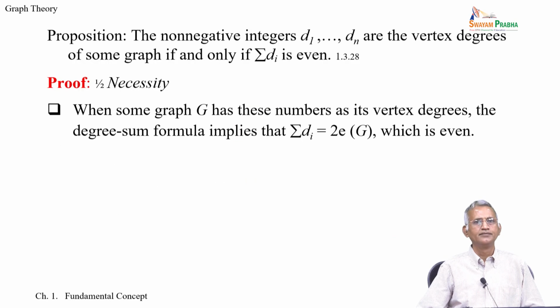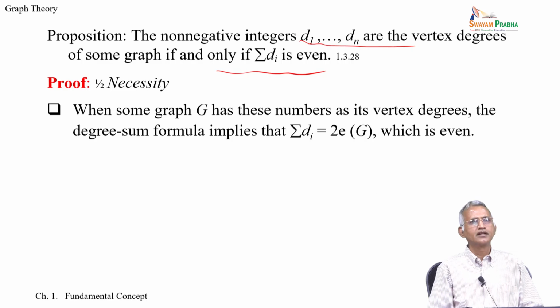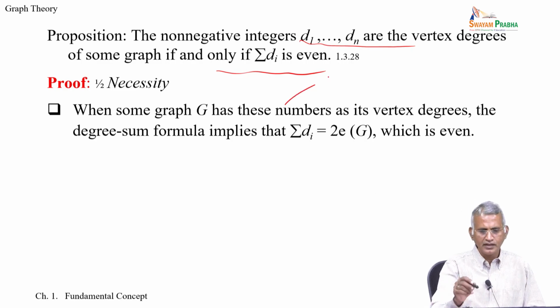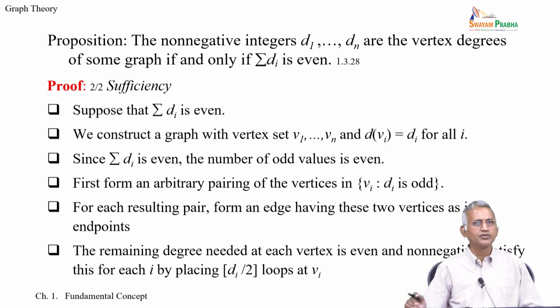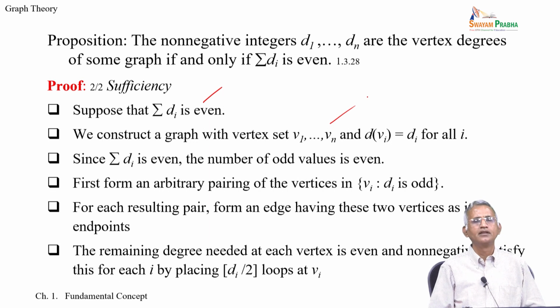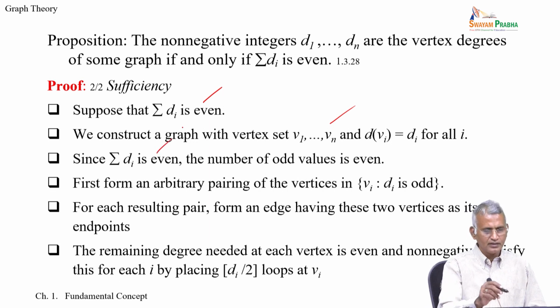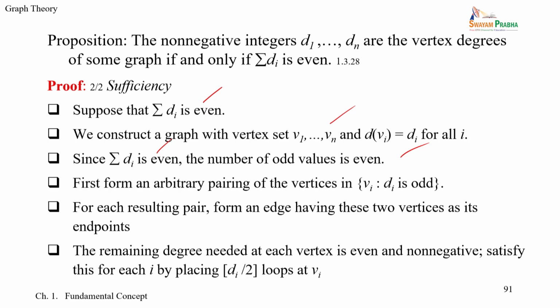If you write it like that, then we have a proposition: non-negative integers d1, d2 and so on are the vertex degrees of some graph if and only if the summation of di is even. Necessary: when some graph G has these numbers as its vertex degrees, the degree sum formula implies the summation of di equals 2 times E of G, which is even. Sufficient: suppose that the summation of di is even. So, we construct a graph with vertex set v1, v2 and so on up to vn, such that degree of vi equals di for all i. The number of odd values is even, so arbitrarily pair the vertices vi such that di is odd.